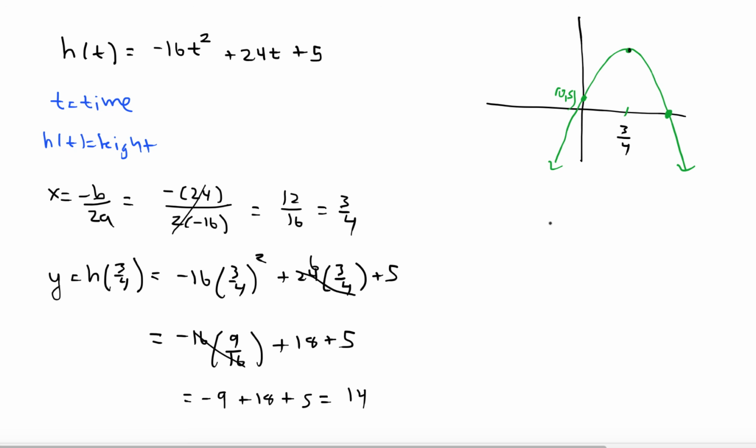So what does that mean? It means at 0.75 seconds, or 3/4 of a second, the ball reaches its maximum height. So the maximum height in this case is going to be 14 feet.